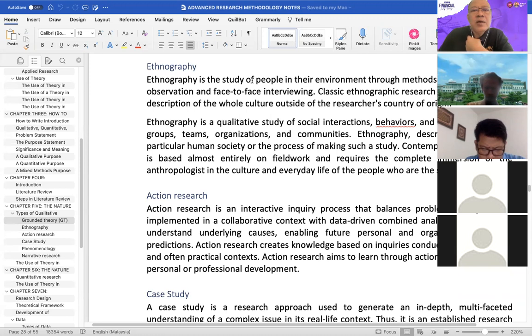So ethnography is a study of people in their environment through methods such as participant observation and face-to-face interviewing. Classic ethnographic research involves a detailed description of the whole culture outside of the researcher's country of origin.